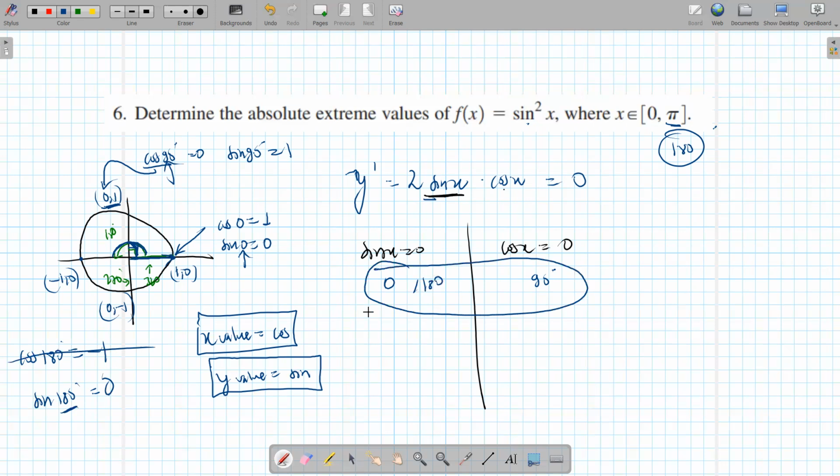0, 180, and 90. When this is the angle, then you're going to get extreme points, which means the slope of the tangent line is going to be 0. Cool?